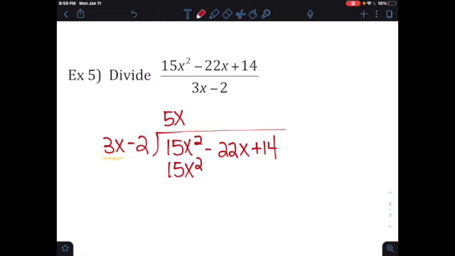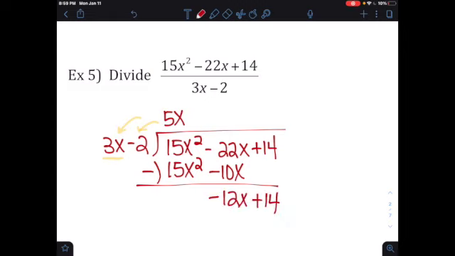Then what you're going to do is you could distribute the second term. So it's going to be 5x times negative 2. 5x times negative 2 is going to be negative 10x. Then you're going to subtract. And when you subtract, it's going to be 15x squared minus 15x squared. And that's gone. Then the next one is negative 22x minus a negative 10x. That's going to be negative 12x plus 14.